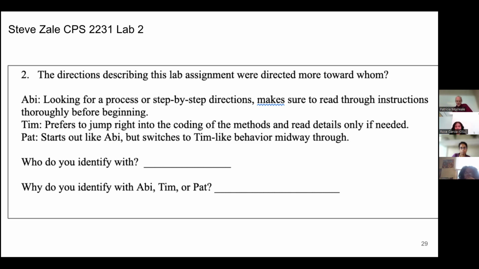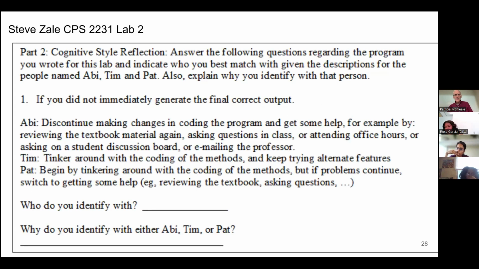Now, some of the students' responses, I didn't send it to Rose, but I can just read a couple of responses that I have here. So here are the questions that I gave the students. The first question was, if you did not immediately generate the final correct output, who do you identify with? Abby, Tim, and Pat. And I thought it was important for me to redefine the personas so the students would recall it because, you know, they haven't had much experience with the personas.